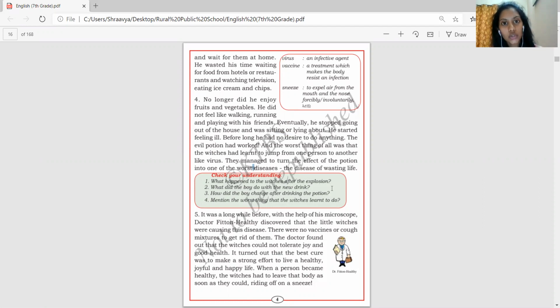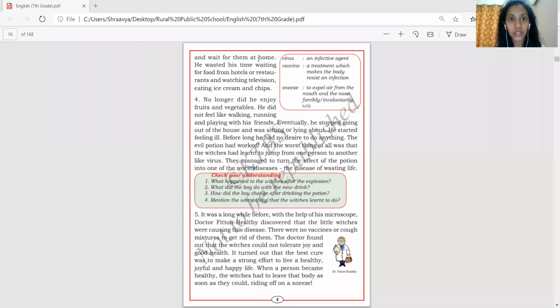How did the boy change after drinking the potion? He stopped eating fruits and vegetables. He would only watch television and he would only ask for pizzas and burgers from hotels and restaurants. And what else? He would eat only ice creams and chips. So that is how it changed the boy. Okay, now we will read the fourth paragraph.